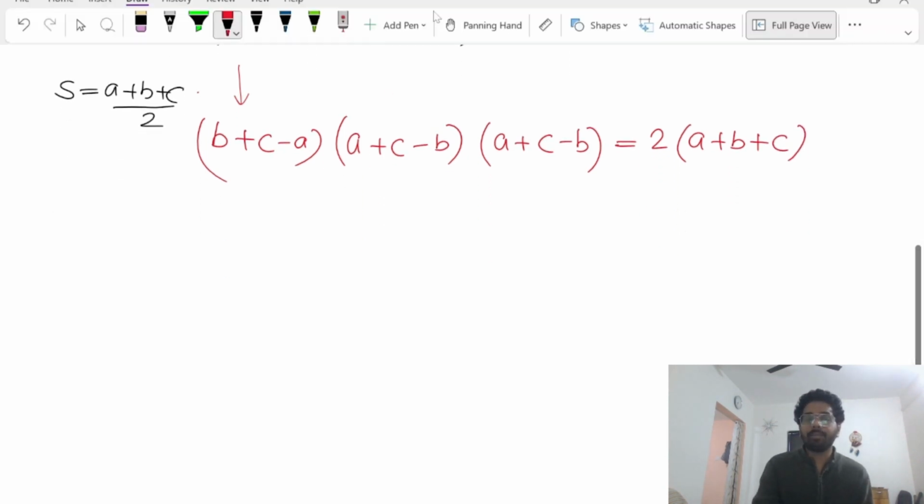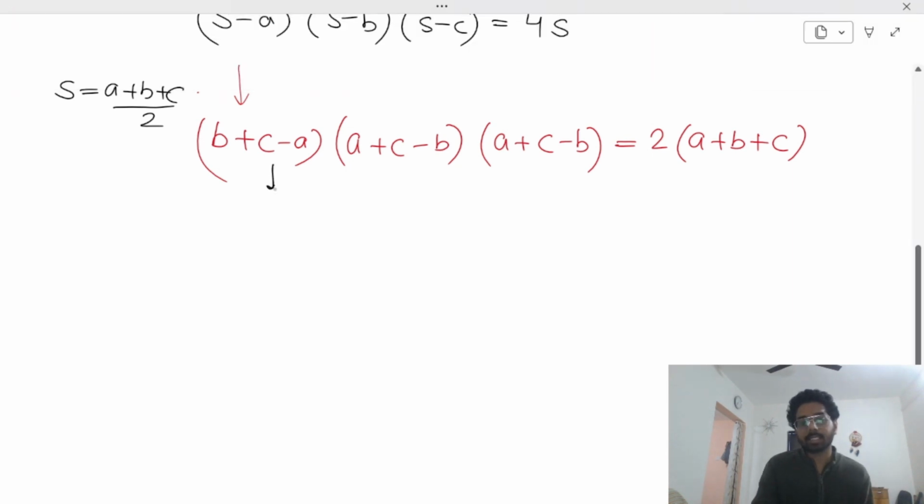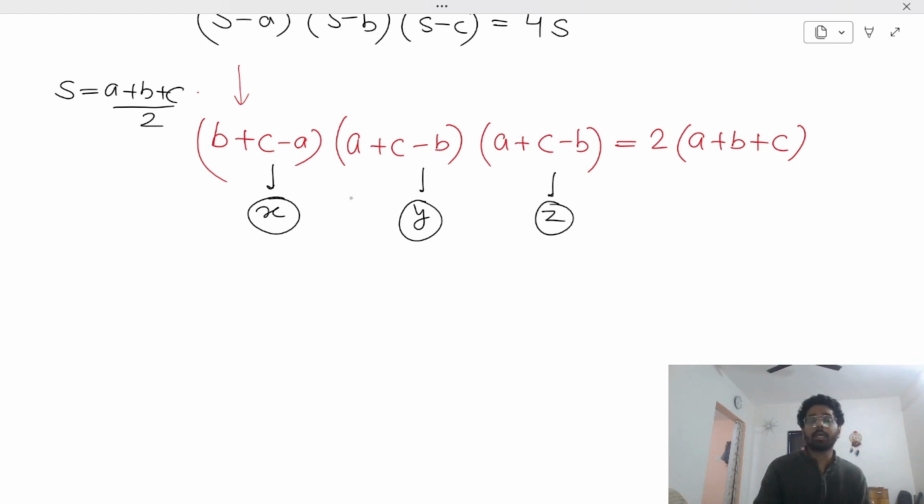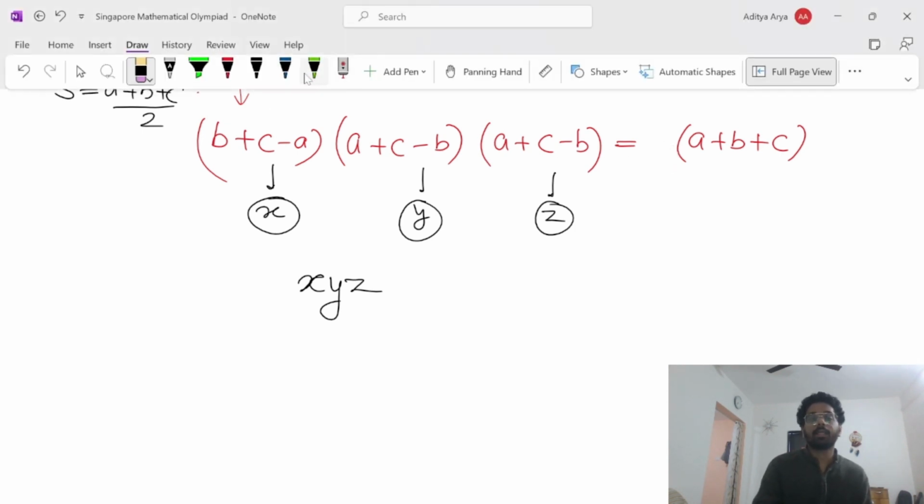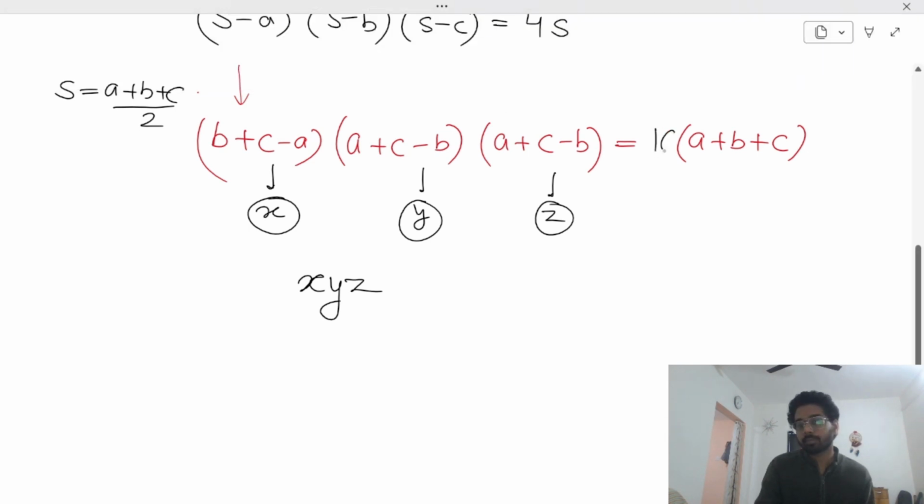Now what I'm thinking is, if I can assume this as x, this as y, and this as z, then this part will become x, y, and z. Yeah, my mistake: 1 by 2, 1 by 2, 1 by 2. This becomes 16, so over here replace this with 16. This is the only change we need. So we will have xyz equals 16 times x plus y plus z.